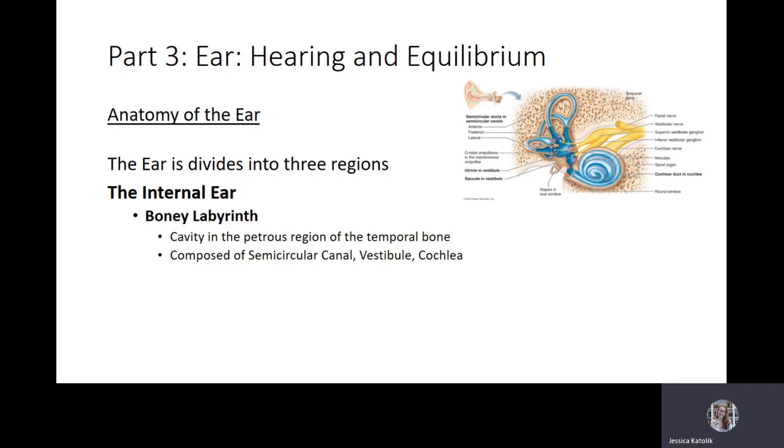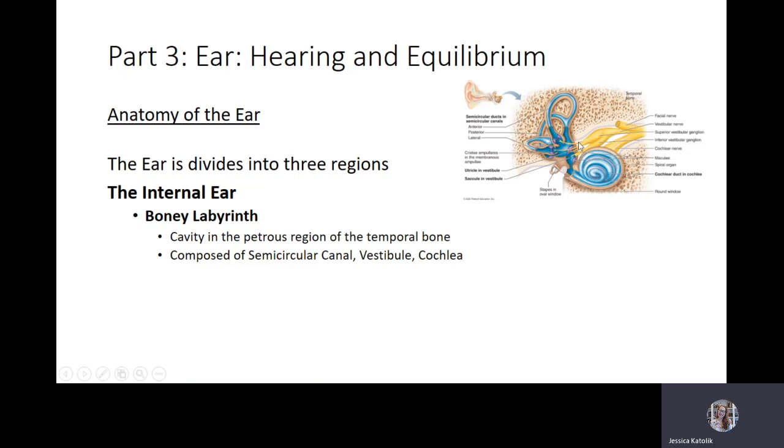So, as I said, the bony labyrinth is hollow spaces that are found within the temporal bone, and it's going to be specifically within the petrous region of the temporal bone. And the bony labyrinth is going to have three areas. It's going to have the semicircular canals. So there are going to be three loops over here. We'll see that these three loops play an important role in understanding rotational acceleration.